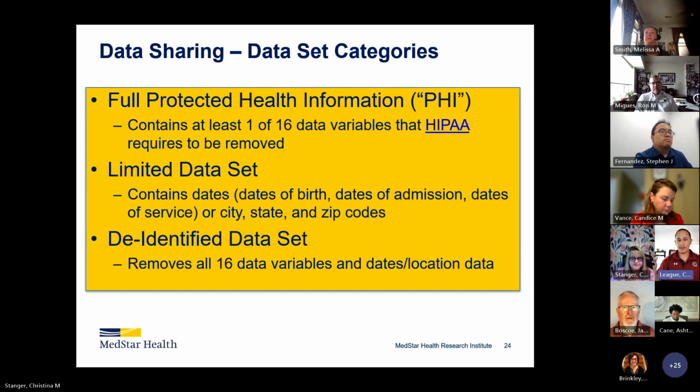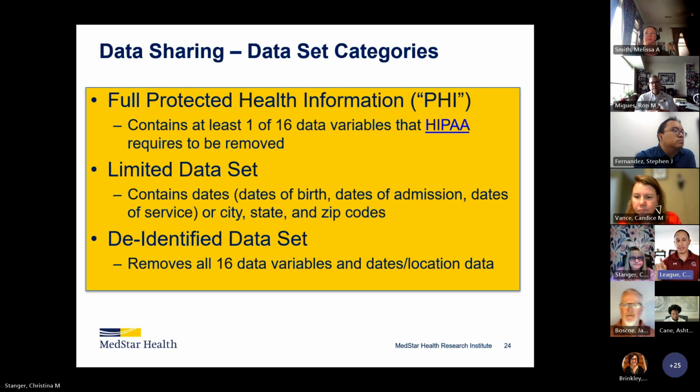So we have full protected health information, which we're able to share under some circumstances that I'll get into in a moment. We have a limited data set, which is technically PHI, but it removes several of the actual HIPAA identifiers that the privacy rule identifies, and it leaves things like dates of birth, dates of service, and location data. So that's limited data set. And then we also have a de-identified data set, which removes all 16 identifiable data variables, including dates, including location.